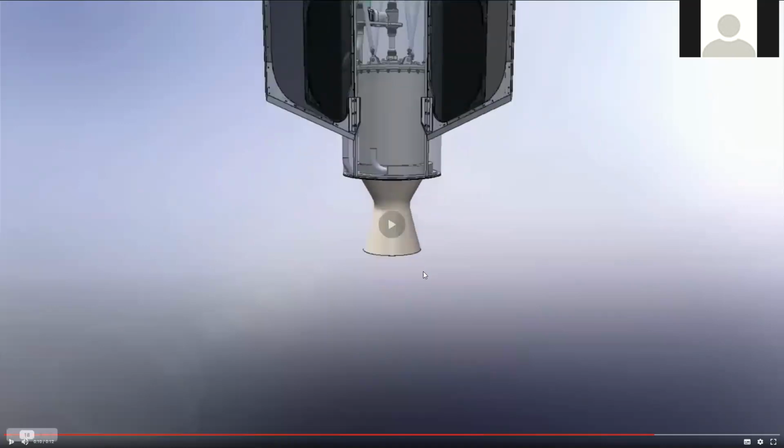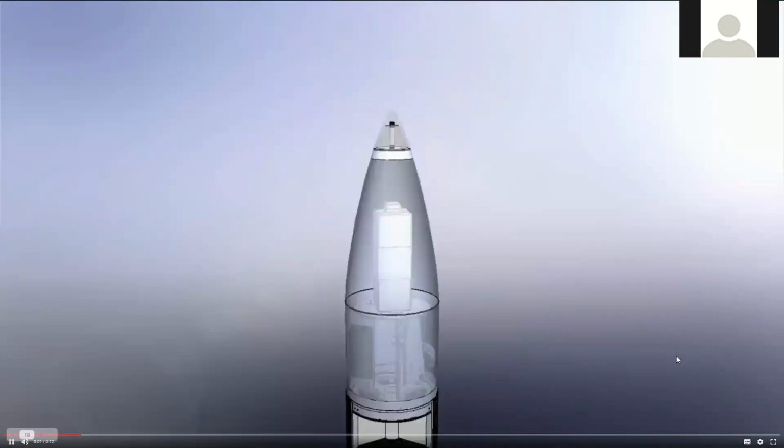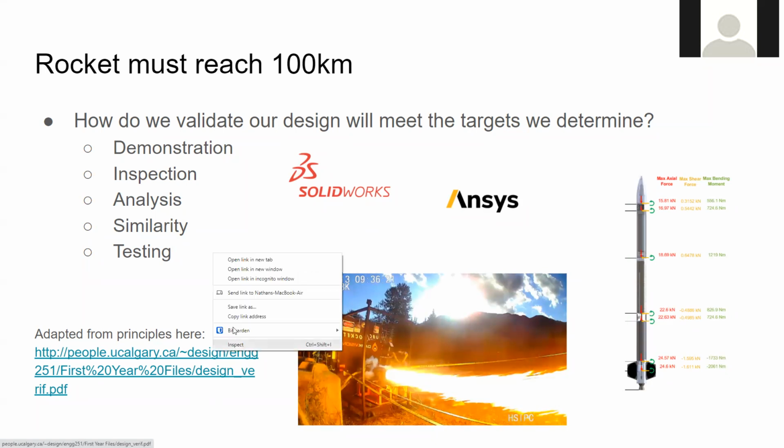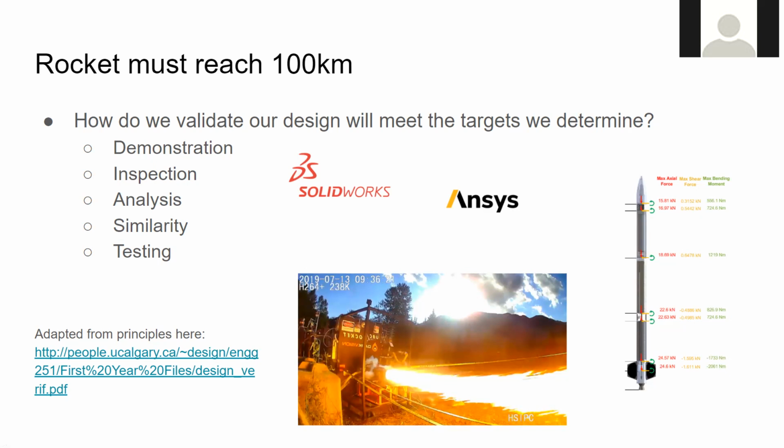So then after this, let's see, there we go. Once we have a design, we need to validate that the design actually meets the targets that we've determined. There are a number of ways to do this, and the principles that we follow come from this University of Calgary first-year engineering design document that I would highly recommend everyone reads at some point. I'm going to put it in the chat here. It's all about ways that you can verify that something works the way you intend it to.